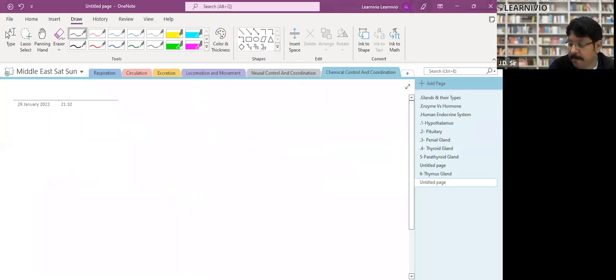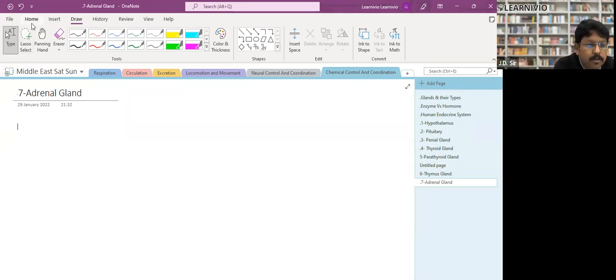Adrenal gland. Yes, it's very important, and you will get a number of questions in your medical examination, and even in NCERT, it has been discussed in detail. So we'll discuss this gland in detail. So this is the seventh number gland. The hormones of adrenal gland are known as adrenaline, noradrenaline.